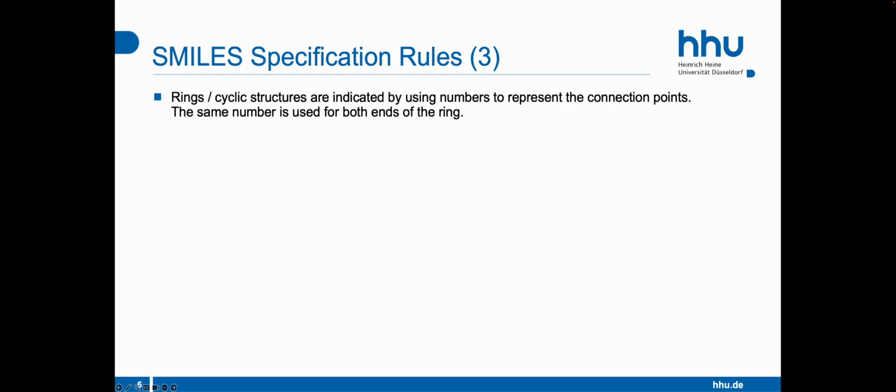Now we want to look at ring and cyclic structures. Rings are indicated by using numbers to represent the connection points. The same number is used for both ends of the ring. For example, in the SMILES string that you see here, we have 5 carbon atoms connected by single bonds, and then an oxygen atom followed by the digit 1, indicating that this oxygen atom is also connected to the first carbon atom that is followed by a 1.